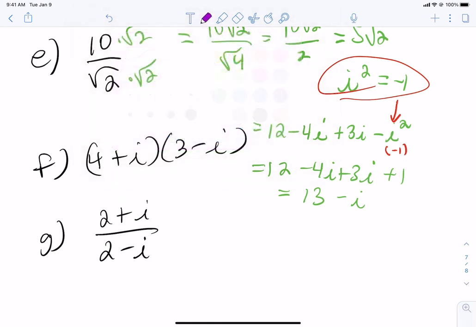So there is F. Last problem. I know it's so sad, but let's take a look at this last one.